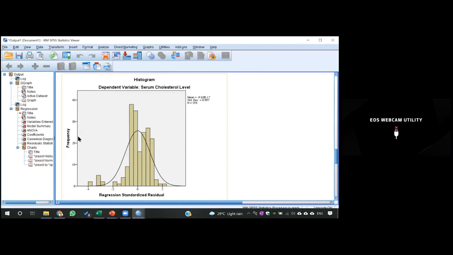You can see here, this is the frequency and this is the histogram of residual. So Neeraj, now you can see that we check the normality also on the basis of the histogram of residual, right? Because if the residuals are following a normal pattern, then the assumption of normality is met. So you can see that the standard deviation is nearly 1 and this gives you the bell-shaped curve.